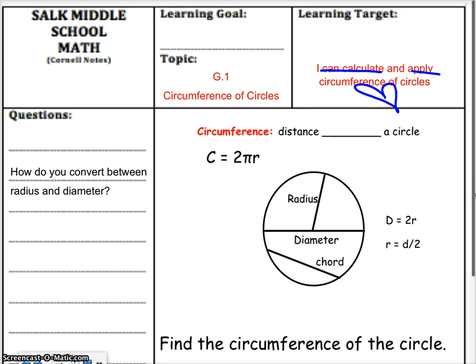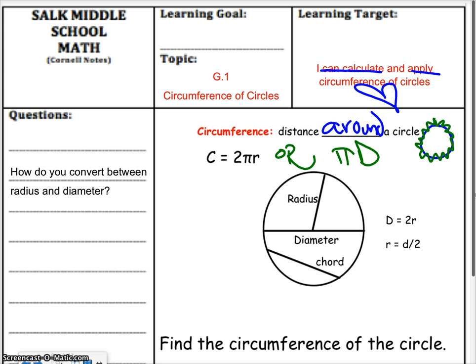Circumference is the distance around a circle. It's around, it's not inside. Inside is always area. So if I have a circle, circumference is what's outside the circle. It's like the rays of a sun or the mane of a lion. Circumference: around. The formula: circumference is 2 times pi times radius, or, if you're given diameter, pi times diameter.